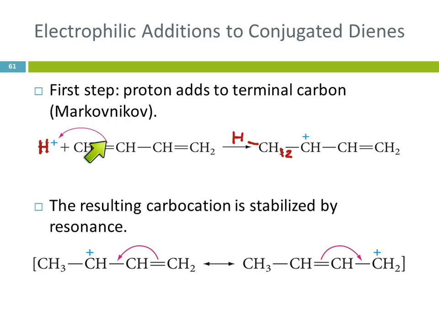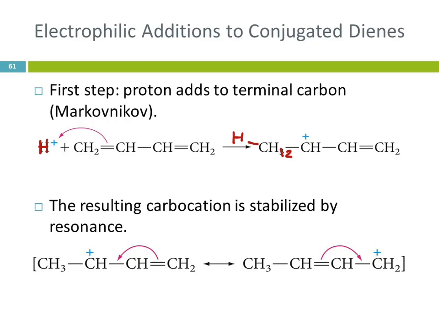So the pi bond electrons go over here to make a bond with the hydrogen. And we've got this hydrogen here. Because of that, the other carbon from the double bond becomes a carbocation, because it lost the electron that it was sharing with this other carbon. This carbocation is stabilized by resonance.